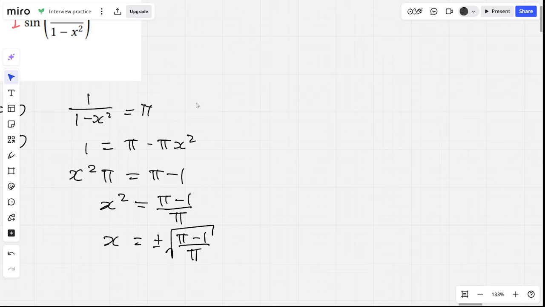I know for every integer k, k pi is a root of sine. So if I generalize this argument to find all the roots, I do this for 1 over 1 minus x squared is equal to k pi, where k is an integer in the real numbers. There was no need for me to specify that, but still, k pi, if I do the same argument, k pi minus k pi x squared.